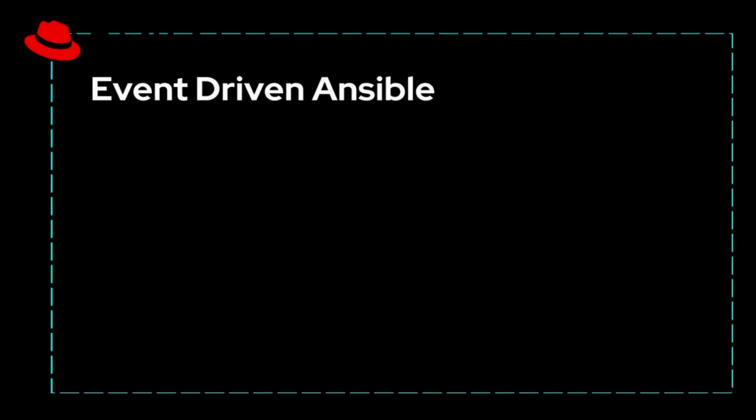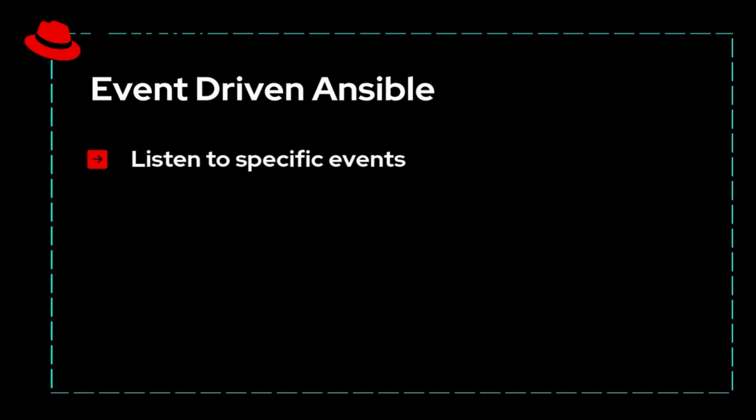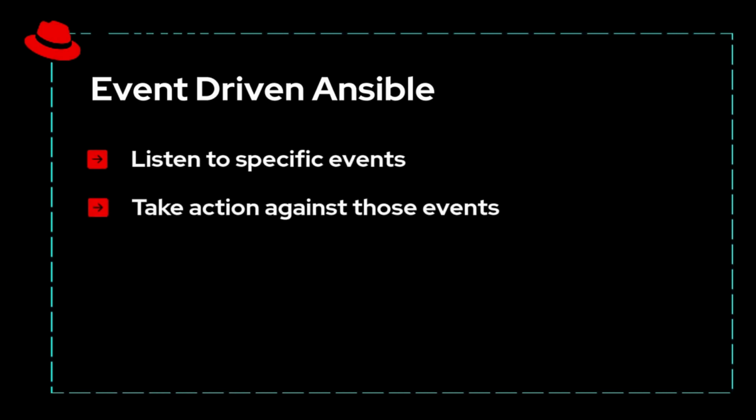Event-driven Ansible allows the platform engineering team to listen for specific events and take action against those events. In this case, they will be waiting for the container images to be pushed to their Quay repositories, and once the image is available, it will take an action of automatically triggering the workflow template that deploys to the different kiosk locations. Let's show how to do that.